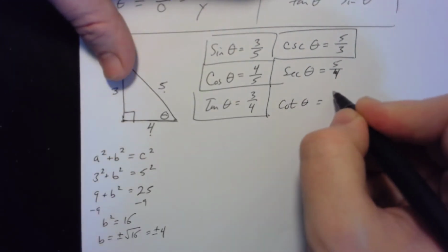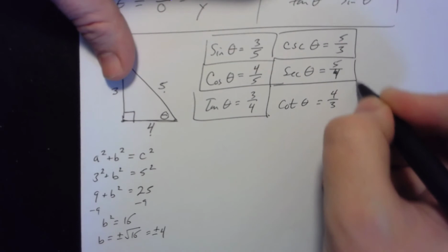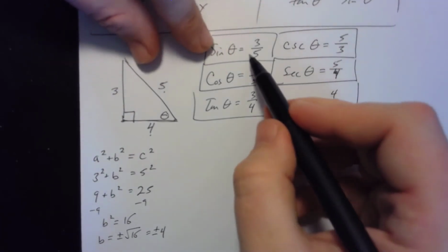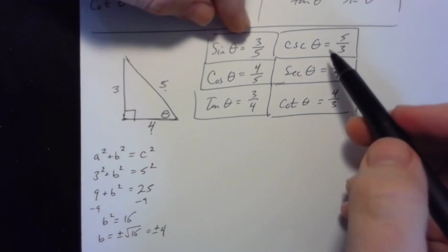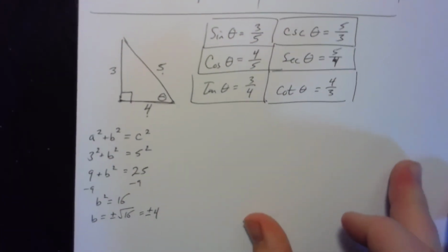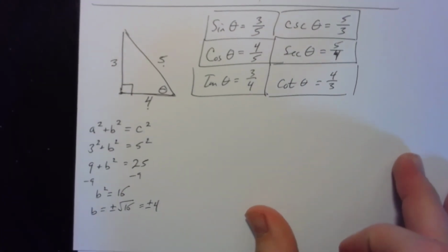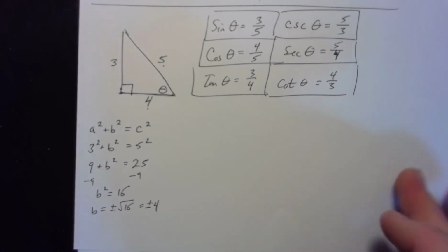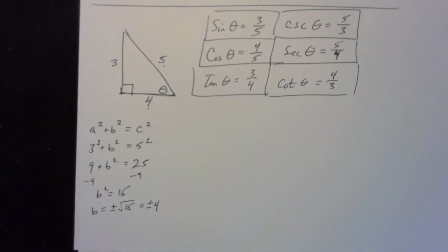When I say correlates, what I mean is that sine, cosine, and tangent have reciprocal functions, respectively, of cosecant, secant, and cotangent. So that's how you find all 6 trig functions given a triangle, or given at least one single trig function value.